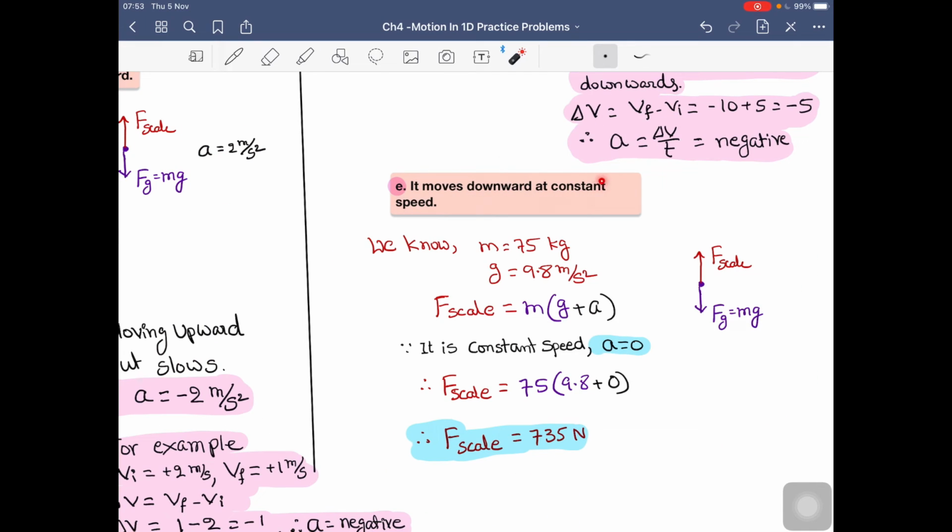Moves downward at a constant speed. It doesn't matter if it's moving up or down. If it is a constant speed, that means A equals 0. So plug A equal to 0 into the formula, and you will get the F scale reading, meaning the force of the scale on the person, which is always in the upward direction, 735 newtons. If you get an F scale reading that is negative, you have made a mistake somewhere. You can double check with that. So F scale should be a positive value, because the scale is pushing the person in the upward direction.